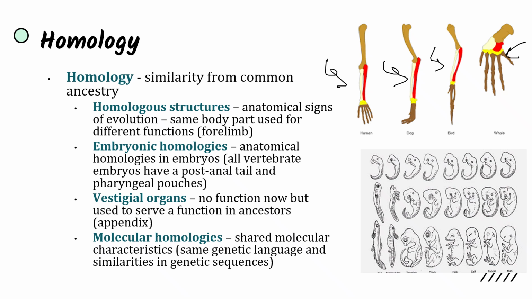There's also vestigial organs that don't have a function now but used to serve a function in our ancestors, such as the appendix. The appendix doesn't actually play an important role within the human body anymore, but because of evolution over time, it has lost its purpose. And then we also have molecular homologies, shared molecular characteristics, such as the same genetic language and similarities in genetic sequences across all species. And this is all evidence for evolution based on similarity from common ancestry.